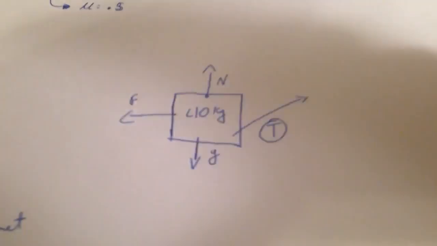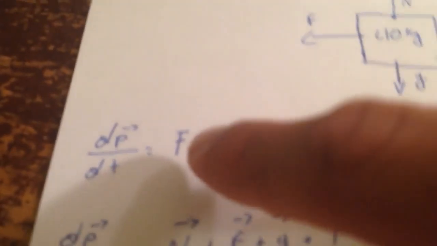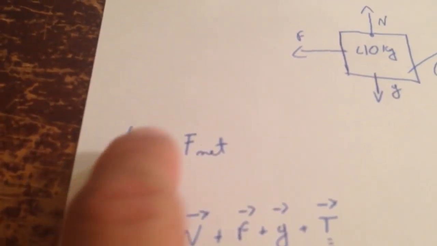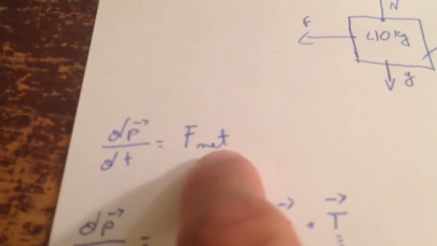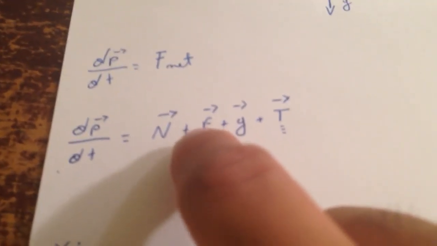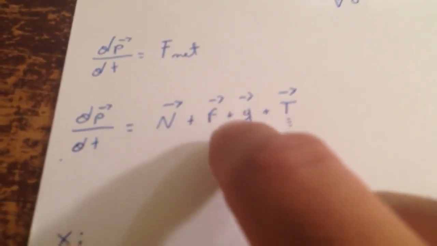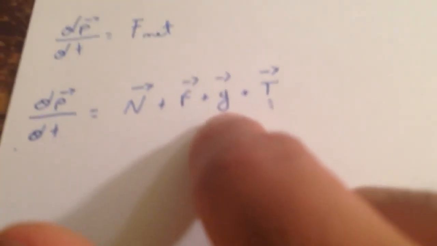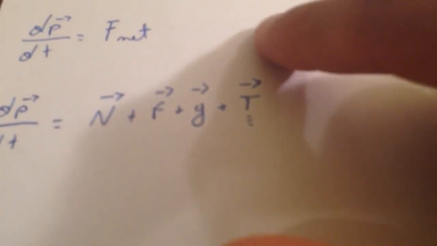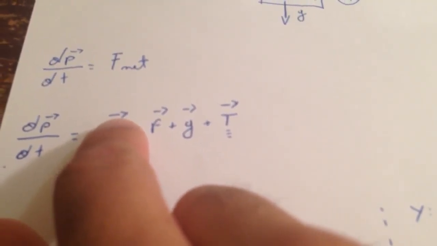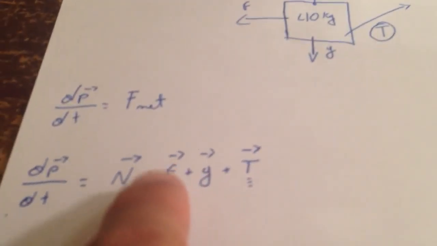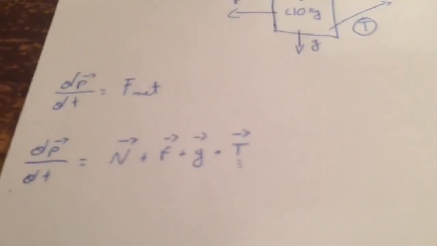Now, like I told you, we need the momentum principle equation, where the rate of change of momentum equals the net force. By drawing my system, I know that the change of momentum equals the normal force plus the frictional force plus the gravitational force plus the tension force, and we're trying to find the tension force. Some of you may wonder why I'm putting vector signs in there. Well, this is a vector equation in the x direction, so all these quantities are in vector form.